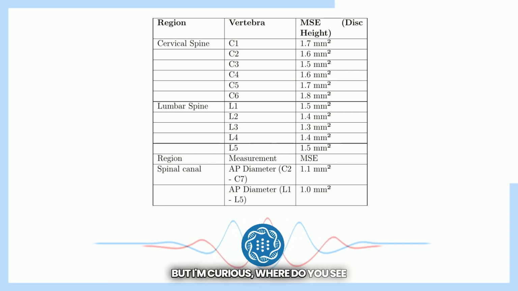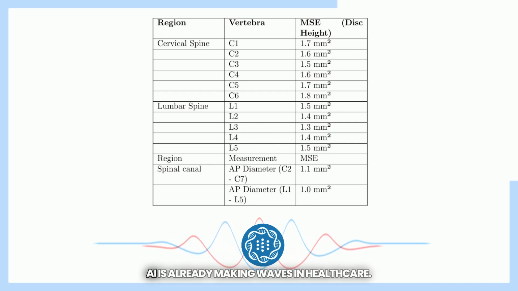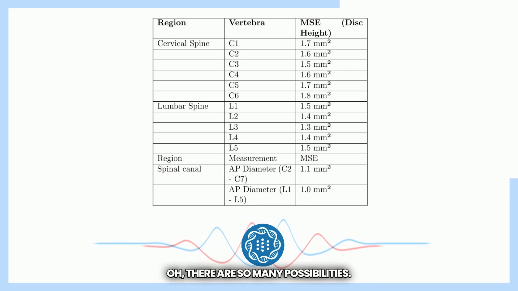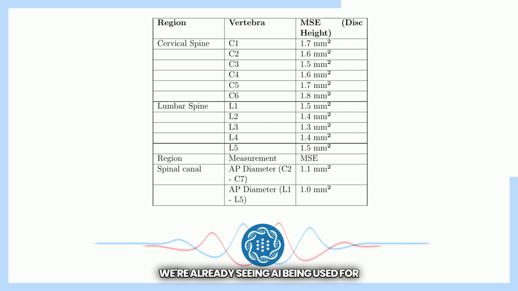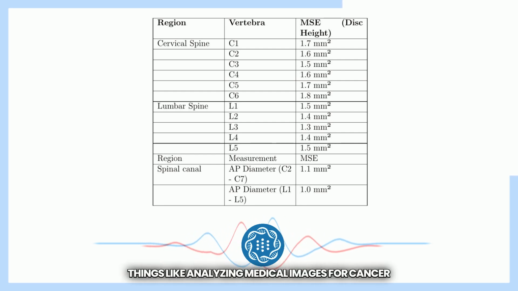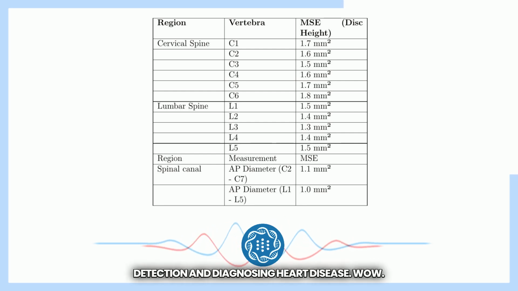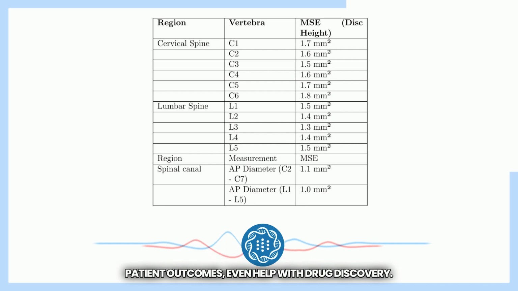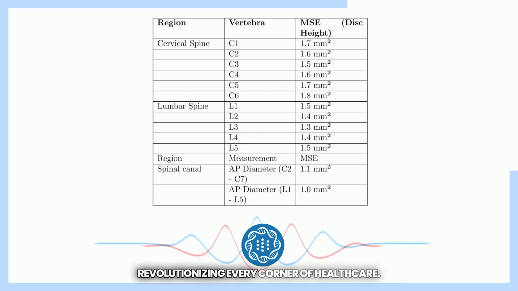But I'm curious, where do you see AI going in healthcare as a whole? That's the big question, isn't it? Yeah. AI is already making waves in healthcare. Where do you think it's headed next? Oh, there are so many possibilities. We're already seeing AI being used for things like analyzing medical images for cancer detection and diagnosing heart disease. Wow. And it's being used to personalize treatments, predict patient outcomes, even help with drug discovery. It's like AI is quietly revolutionizing every corner of healthcare.